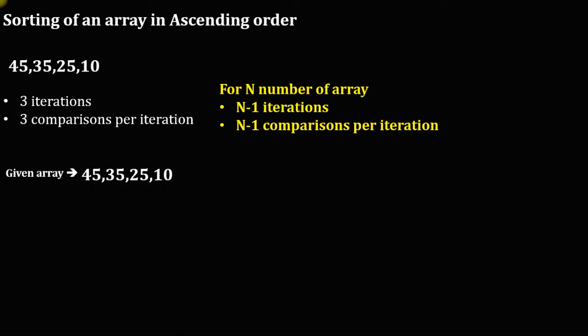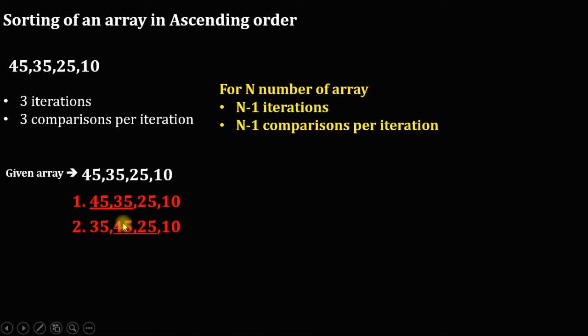Let's sort the given array. So this is the given array: 45, 35, 25 and 10. Let's compare the first two terms, 45 and 35. These are not in ascending order format, so do swapping. Then the result will be 35, 45, 25, 10. Swapping was done between the values 45 and 35 because we need ascending order, so I have swapped these two terms.